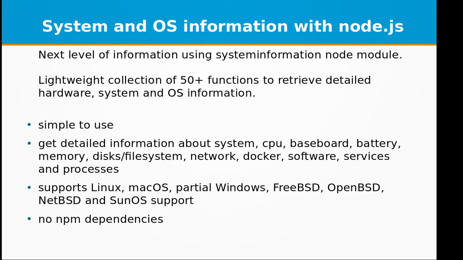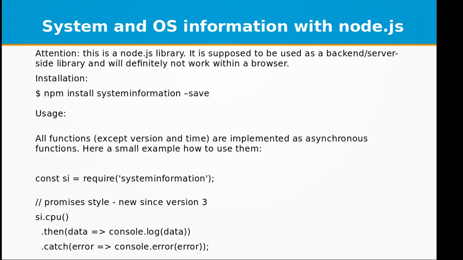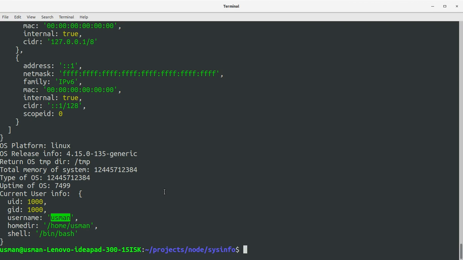It is simple to use. It gets detailed information about system, CPU, baseboard, battery, memory, disk, file systems, network, Docker, software, services and processes. It supports Linux, Mac OS, partial Windows, FreeBSD, OpenBSD, NetBSD and Sun OS. There are no npm dependencies. Okay, this is a Node.js library. It is supposed to be used as a backend server-side library and will definitely not work within a browser. So let's get started and install this library within our project directory.